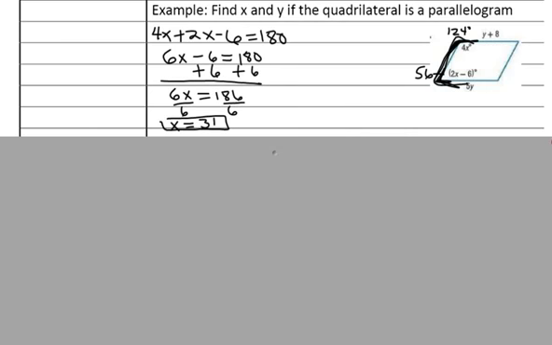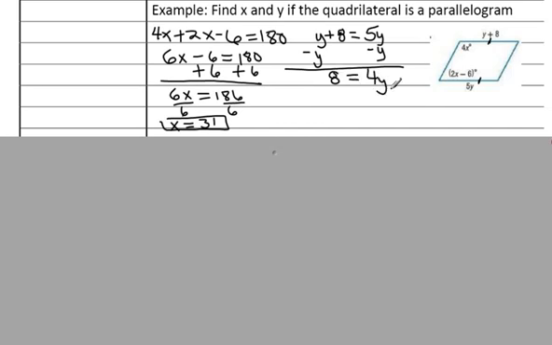Okay, the second property that we're going to use, and this is to find y, is that the opposite sides of a parallelogram, so the sides across from each other, the opposite sides are congruent. So y plus 8 would equal 5y. I'm going to go ahead and subtract y from both sides. So I get 8 equals 4y. Then I would divide by 4. 8 divided by 4 gives me 2.